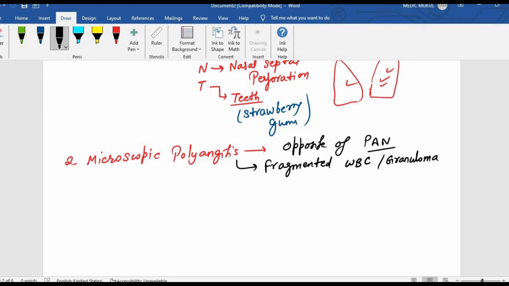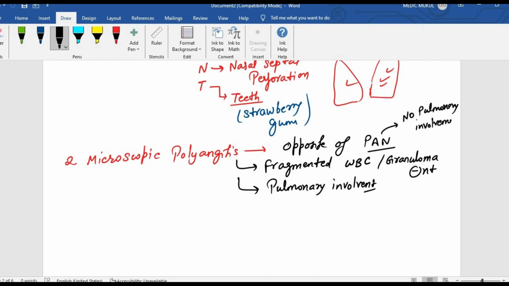We studied in Wegener's that there is granuloma, but here the granuloma is absent. Also remember the pulmonary involvement. In PAN, we will see there is no pulmonary involvement, meaning pulmonary vessels like the pulmonary artery and pulmonary veins will never be involved in case of PAN. But in microscopic polyangiitis, there will be pulmonary involvement. I hope this is clear.